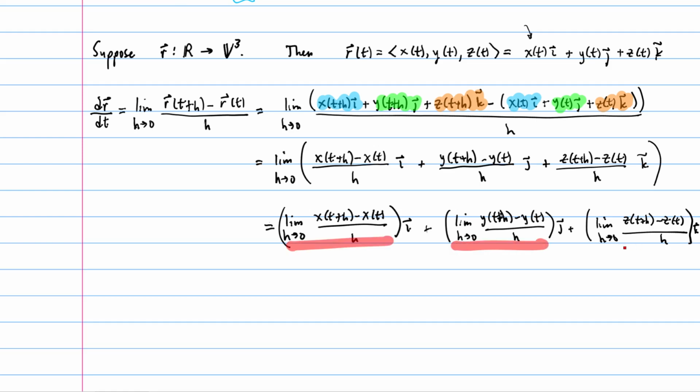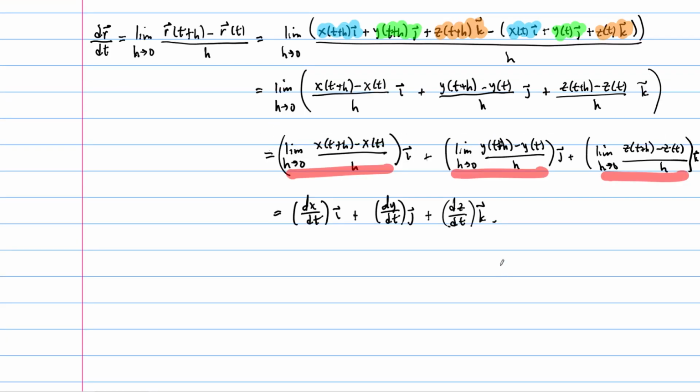These three terms are just the Calc 1 derivatives, the regular derivatives of the functions x, y, and z, the component functions, right? So this all comes down to, we can just take dx by dt times i plus dy by dt times j plus dz by dt times k. All right, and so what we end up with then is a theorem.